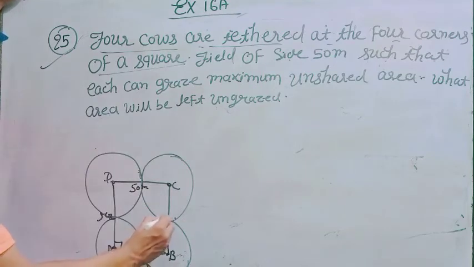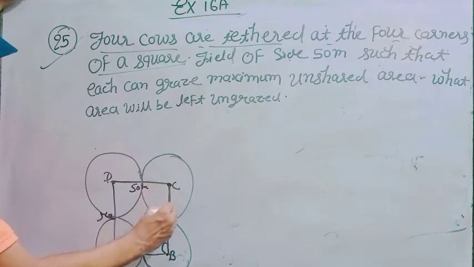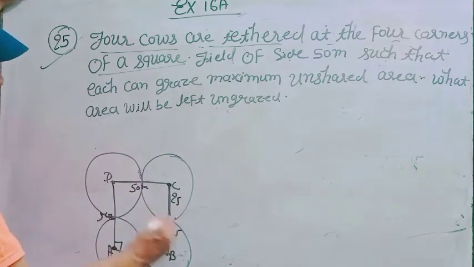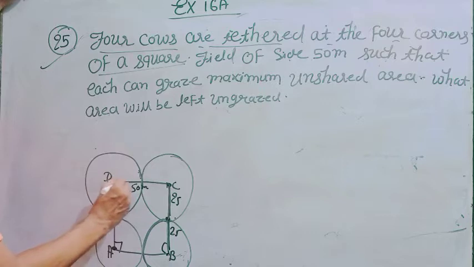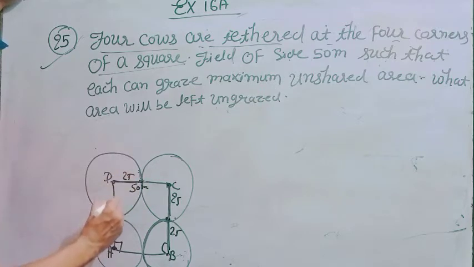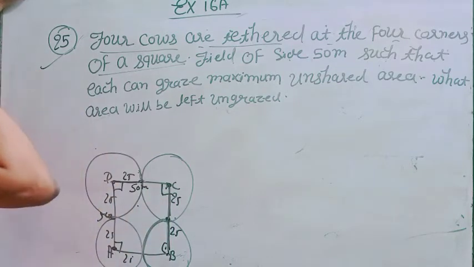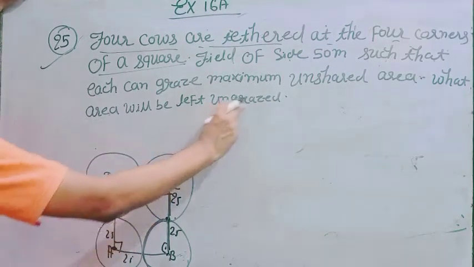That means the length of the rope will be equal. If the sides of the square are 50, then the length of this rope is 25, 25. Both are equal, it is the radius of the circle. Similarly, it is 25, 25 and 25. And theta will be 90 degrees because it is in the form of a square, so all theta will be 90 degrees. Your question, what is the area of the ungrazed part?